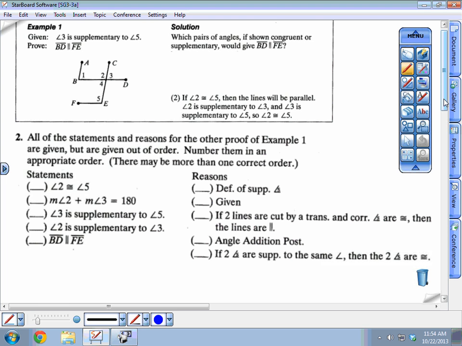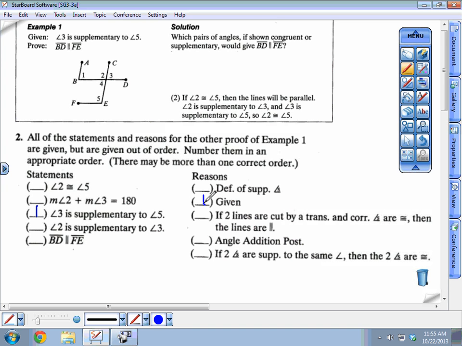First of all, we're going to put these in order, which means you're going to write a 1 through 5. That's all you're going to do. They've already given you these. These are a little more difficult because they're all there, but they're all scrambled up. Okay? So obviously we need to use our given information first, right? Which is angle 3 is supplementary to angle 5, right? So that's the easy one. That's number 1. Okay? And what is the reason? Given. That's number 1. So there we've put those in order.